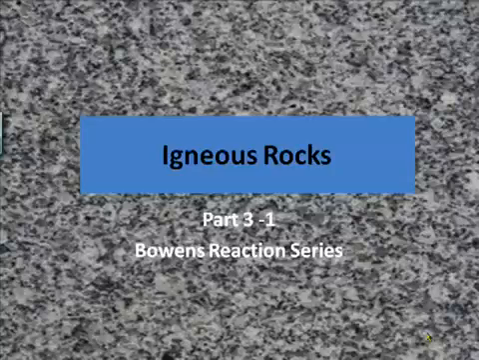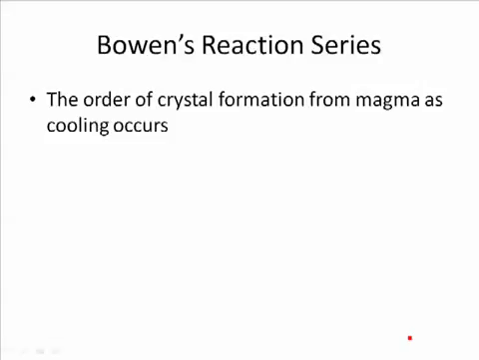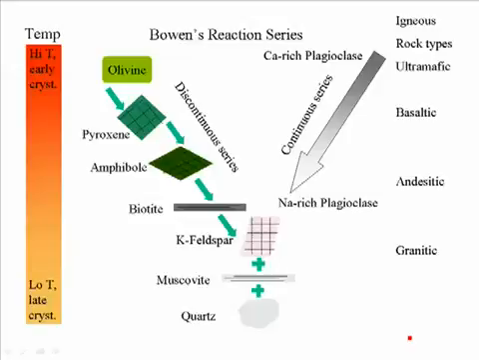Igneous Rocks Part 3-1, Bowen's Reaction Series. Bowen's reaction series can be described as the order of crystal formation from magma as cooling occurs.